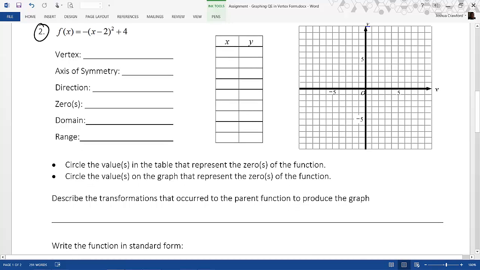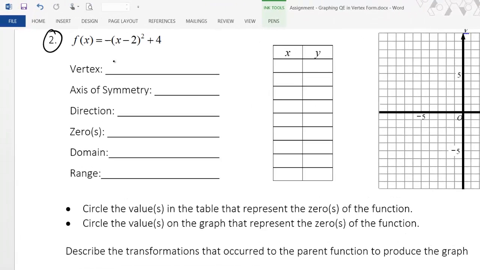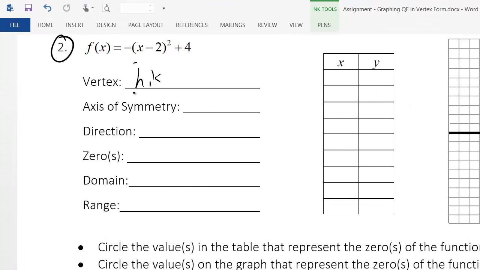For number 2, we're given f of x equals negative (x minus 2) squared plus 4. We now need to find the vertex. Remember that the vertex is going to be (h, k), where h comes from the opposite of the inside of your square, so that would be positive 2. And then the outside is the same number, 4. So (2, 4). Then your axis of symmetry is going to be x equals whatever you got for h, so 2.